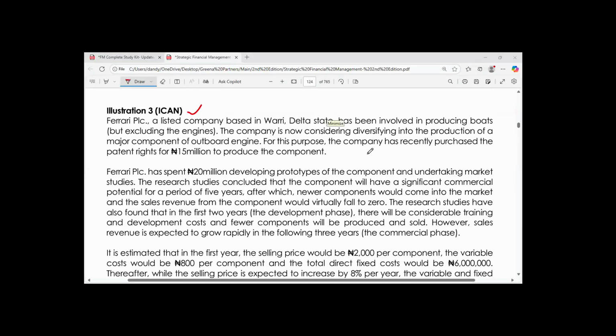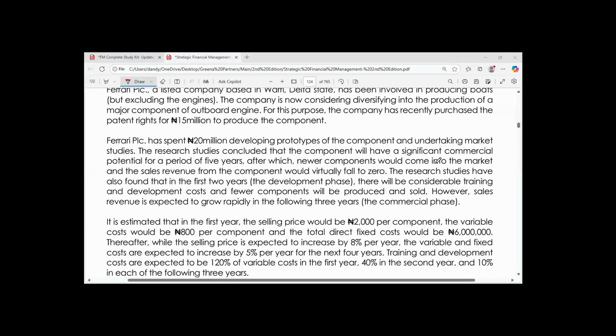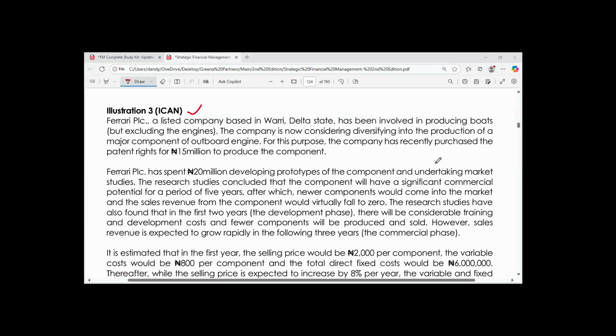Ferrari PLC is a listed company based in Warri, Delta State. It has been involved in producing boats, but excluding engines. The company is now considering diversifying into the production of a major component of outboard engine. For this purpose, the company has recently purchased the patent rights for 15 million naira to produce the component.